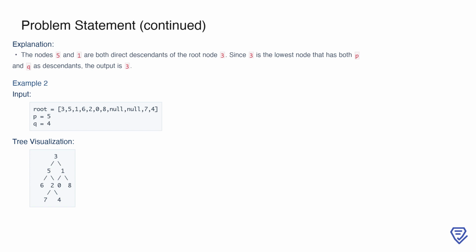Here's the explanation for why the output is 3. The nodes 5 and 1 are both direct descendants of the root node 3. Since 3 is the lowest node that satisfies this condition, it is the LCA.